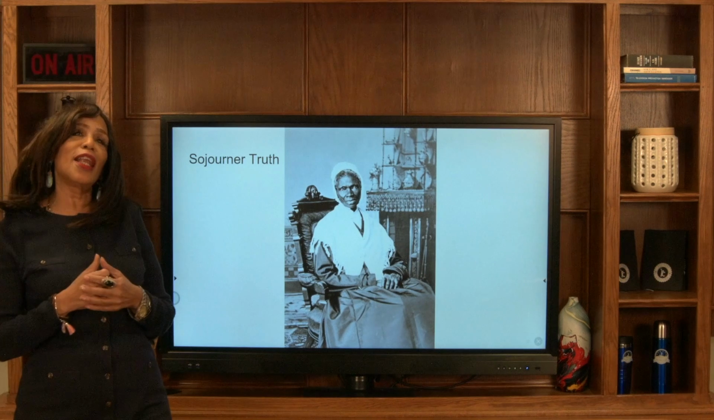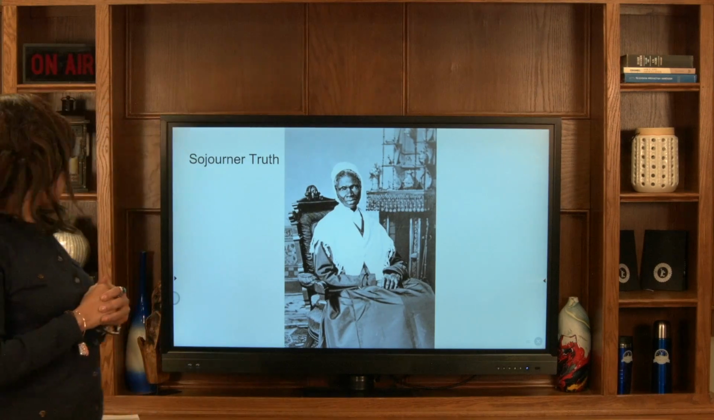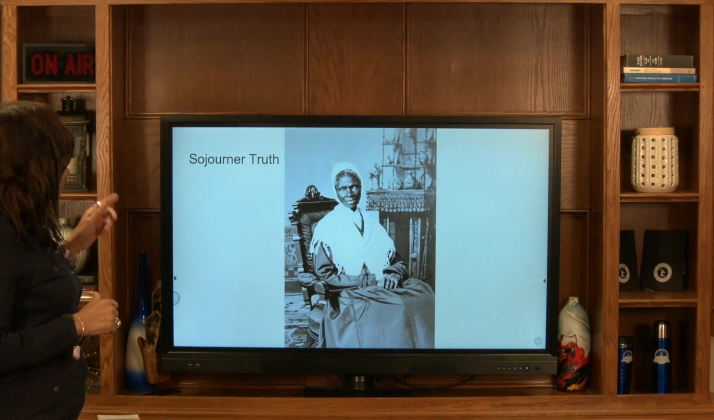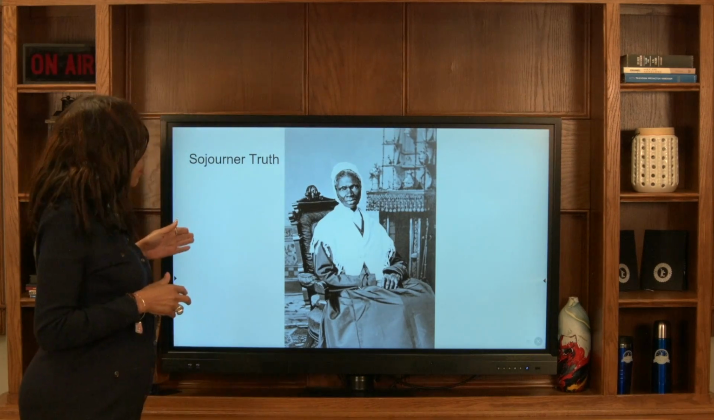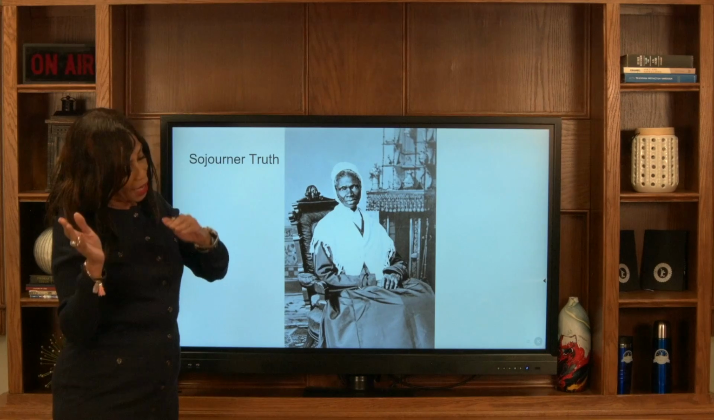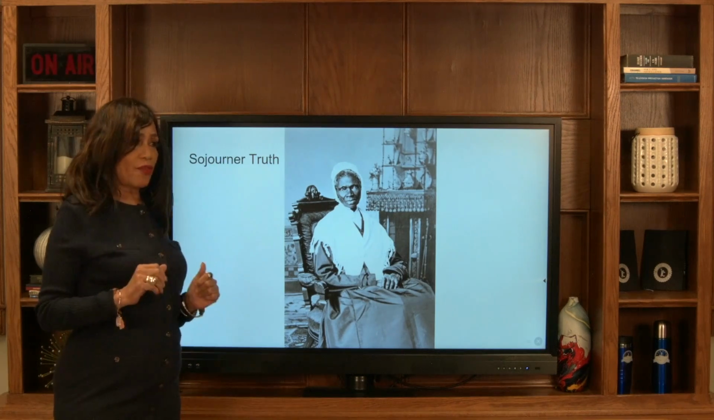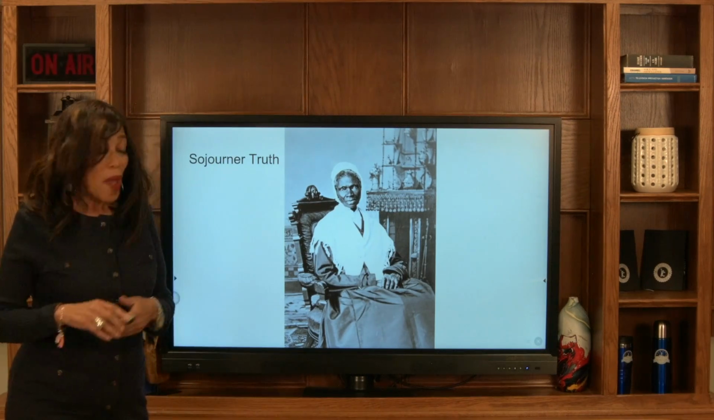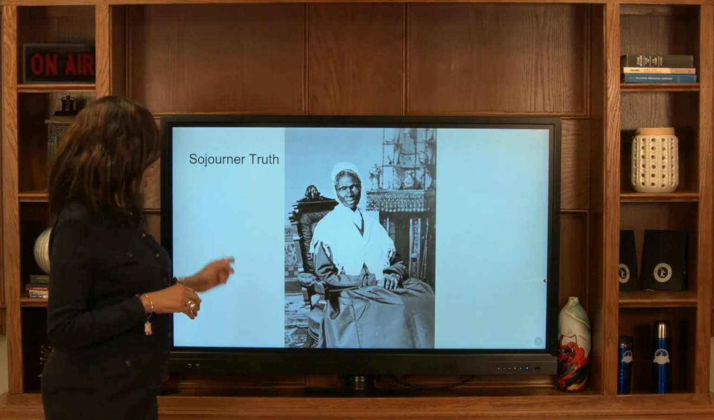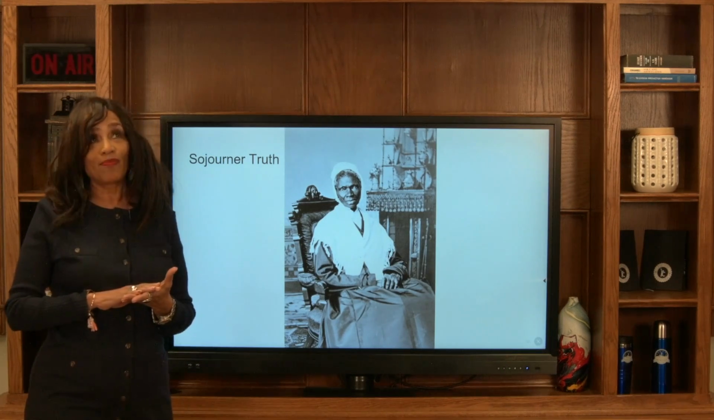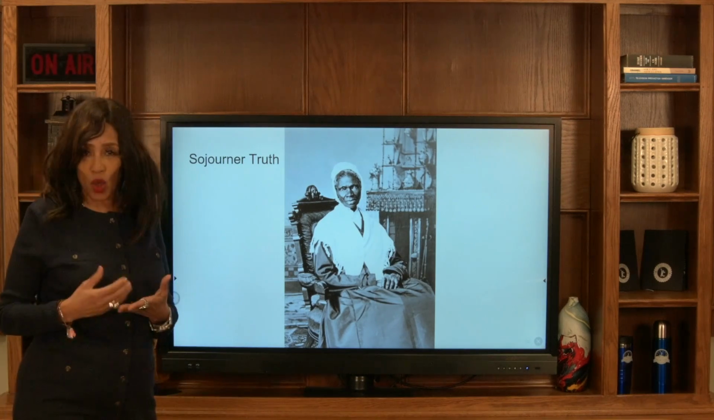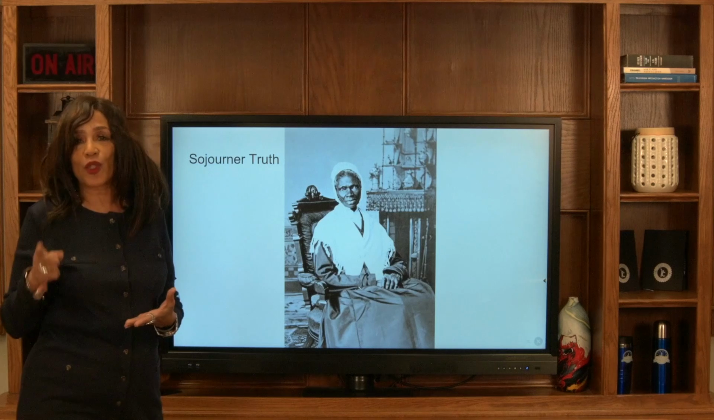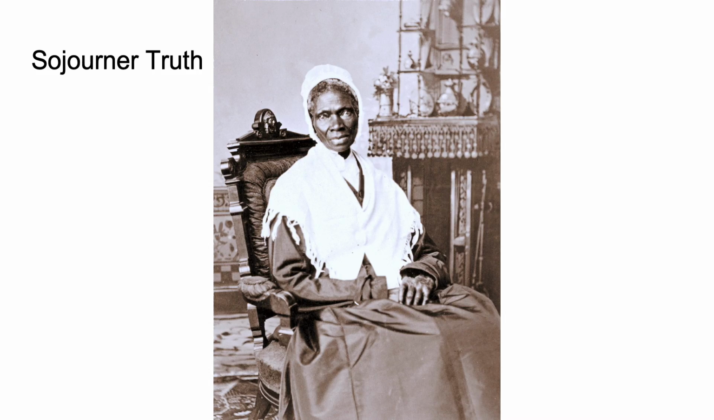Number three on the hit list, Sojourner Truth. Love her name. Sojourner Truth was born into slavery. She escaped slavery with her daughter. But she was one of the only slaves that actually took her owner, her white owner or master, to court for custody of her son, who she had left behind. And guess what, folks? She won.